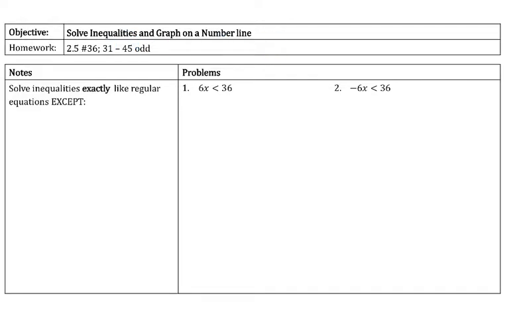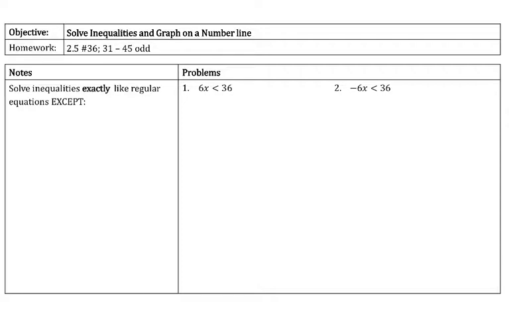So, solving inequalities, you'll notice that they look really similar to solving equations. Instead of 6x equals 36, we just have 6x is less than 36. And for the most part, you solve inequalities exactly like regular equations. You cancel out the numbers using the opposite operations and simplify, making sure you get the variable by itself.